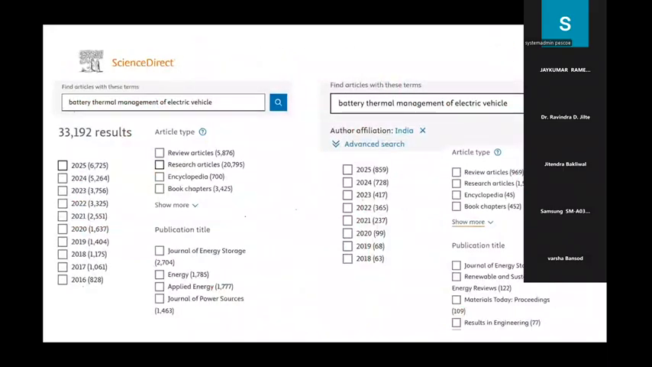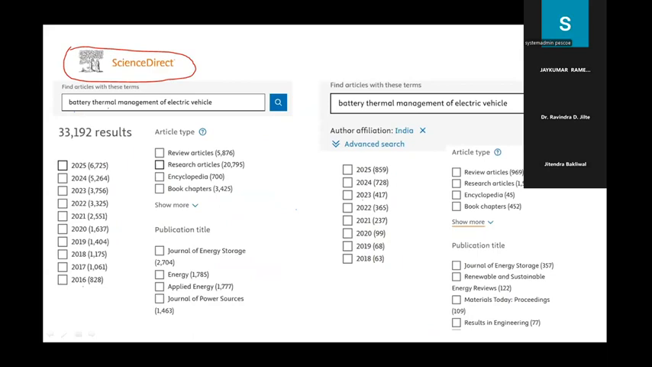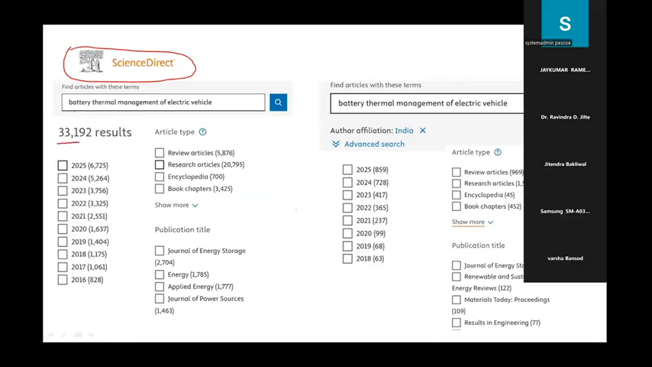I have just taken one source called sciencedirect.com. If you try to type battery thermal management of electric vehicles, you will find around 33,192 articles on this topic. And if you try to understand why this battery thermal management system is important, and why, through this FDP, if you can create the interest, that will be the best part of attending this FDP, if you can contribute towards an emerging topic.